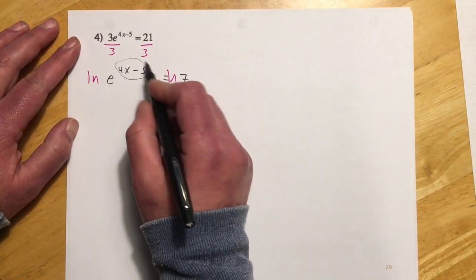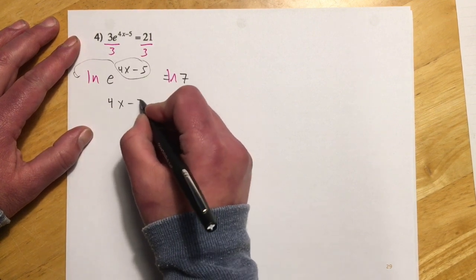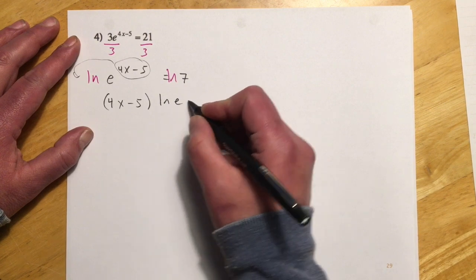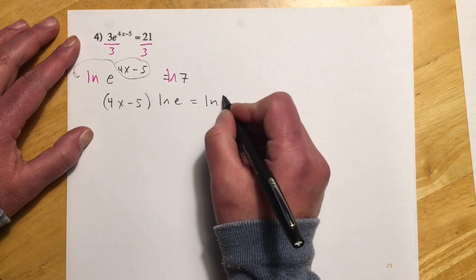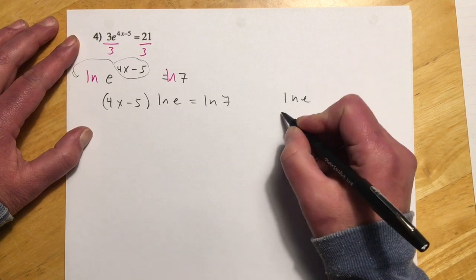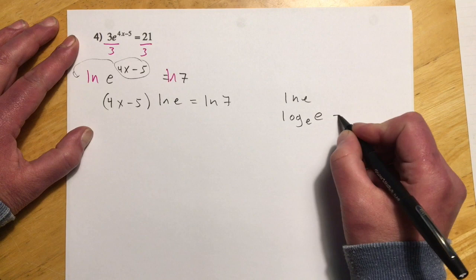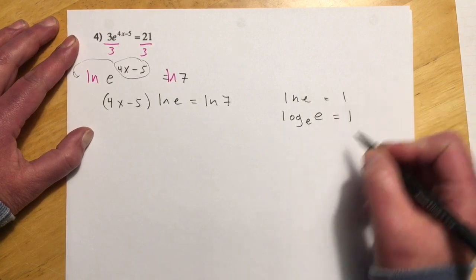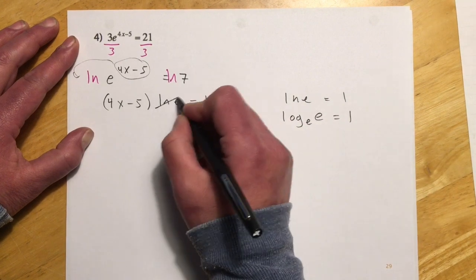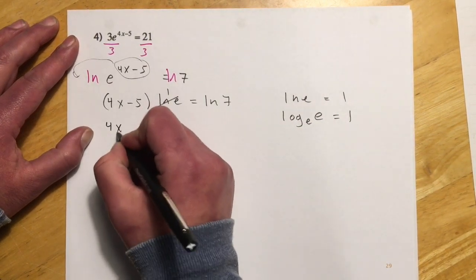So I'm going to bring my exponent down front. So that's going to look like 4x minus 5 times natural log of e equals ln 7. And then natural log of e, remember this is the same thing as log base e of e. And so this is just 1. So ln e is 1 because it says what power did I raise e to get e? 1. So this just drops out and becomes a 1, which makes it a little bit nice. So now we just have this.